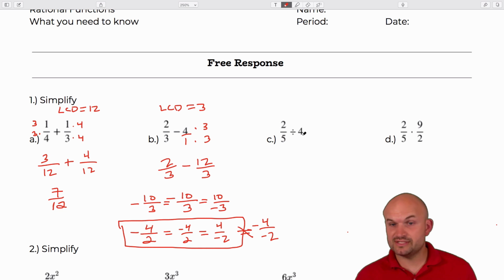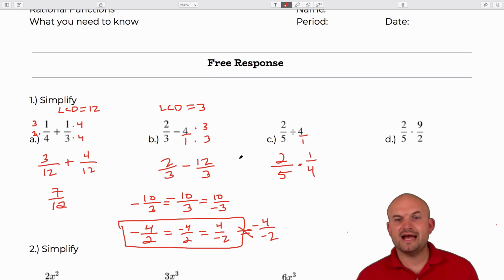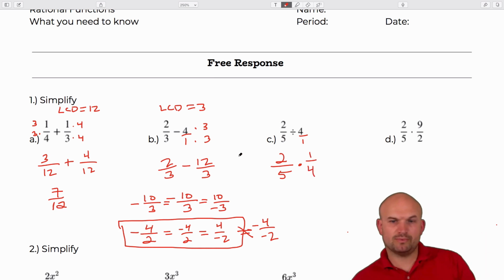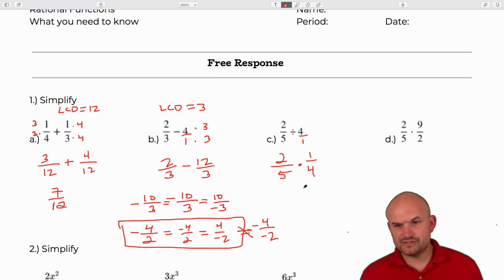So again, in this case, you can see here we have an integer. So let's go ahead and change this to a fraction. And then just remember, division is the same thing as multiplying by the reciprocal. So the reciprocal of 4/1 is 1/4. Typically the easier way to deal with division is to rewrite it as the reciprocal. And now when we're doing multiplication, we just multiply straight across. That's going to give us 2/20, which we know reduces down to 1/10.